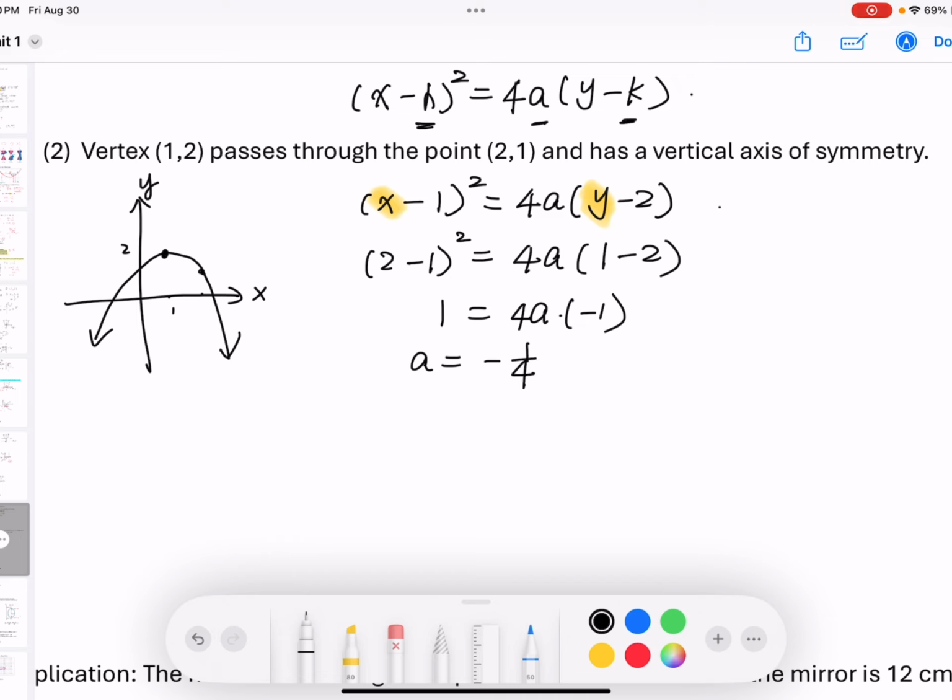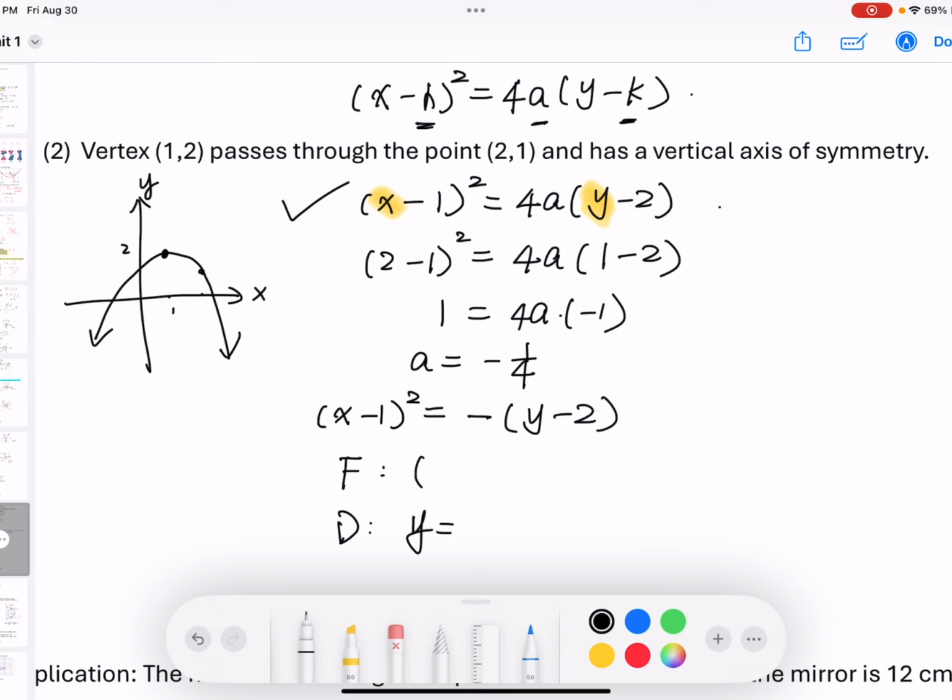Okay, we can put the negative 1/4 in my equation here. So (x minus 1) squared is equal to 4 times negative 1/4, which is negative 1, or we just say negative (y minus 2). And now let's find the focus and the directrix. The directrix must be a horizontal line, with the form y equals something. And then let's find the focal point.